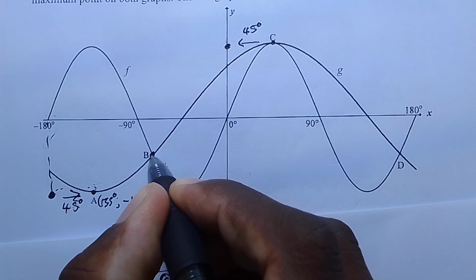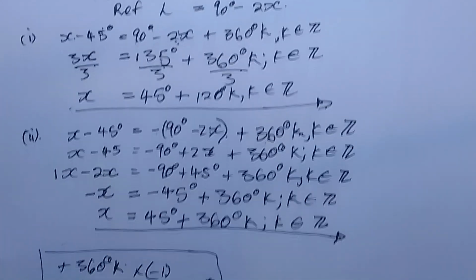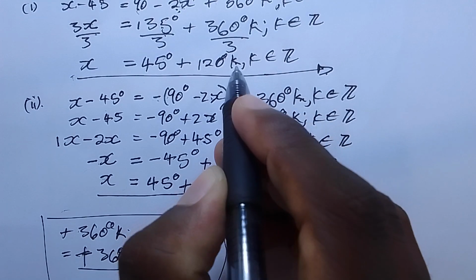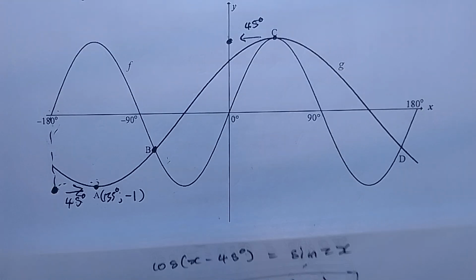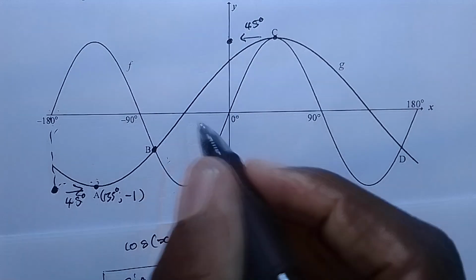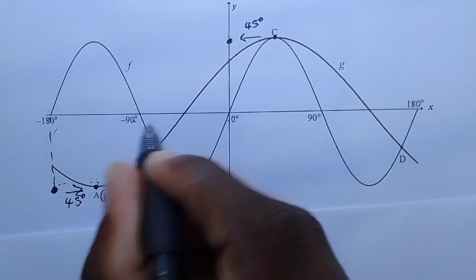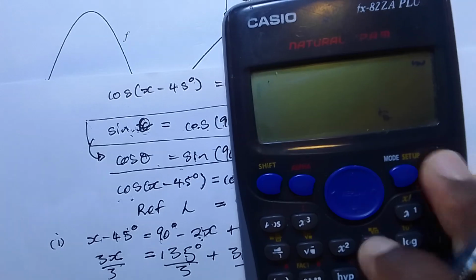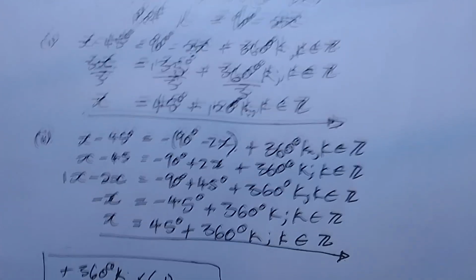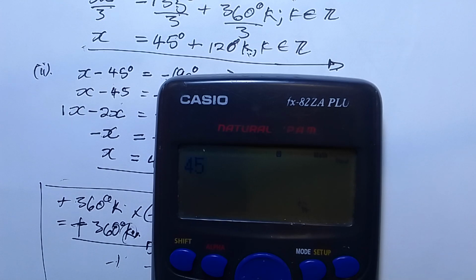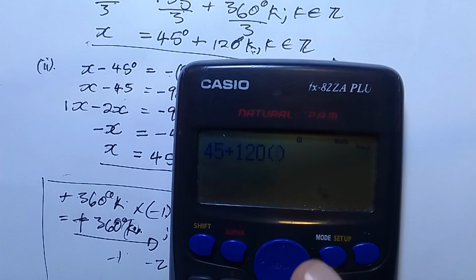To find those answers, we will substitute different values in the place of k until we get an answer that is less than 0 but greater than -90. Let me show you guys. So this is my calculator. We use the first general solution. We have 45 degrees plus 120k, right? I just put brackets in the place of k.